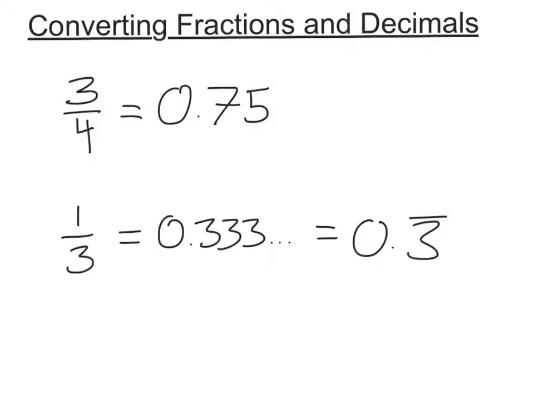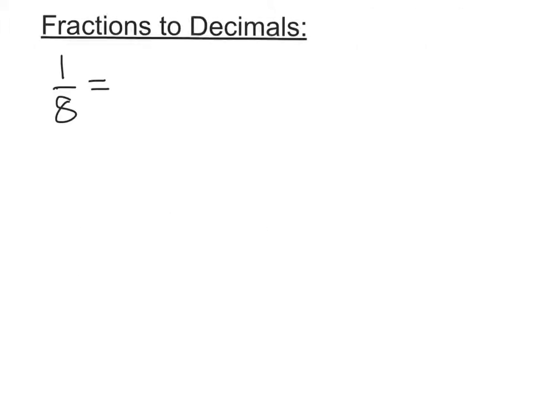This video is about converting fractions to decimals and decimals to fractions. To convert a fraction to a decimal, you need to divide the top by the bottom, the numerator divided by the denominator. So in this case, if we have 1/8 and we want to turn it into a decimal, we're going to have to divide 8 into 1.